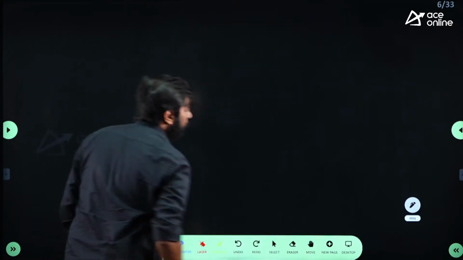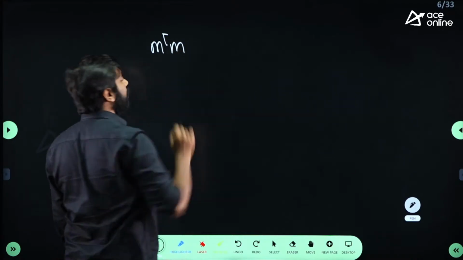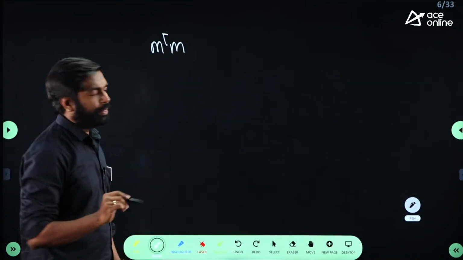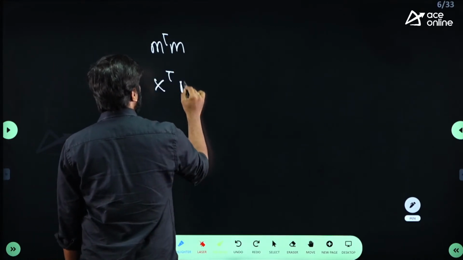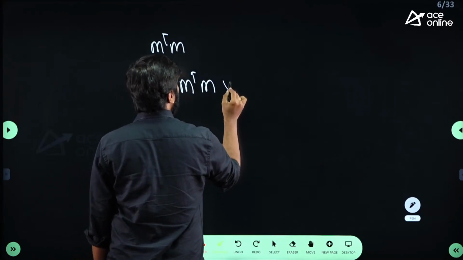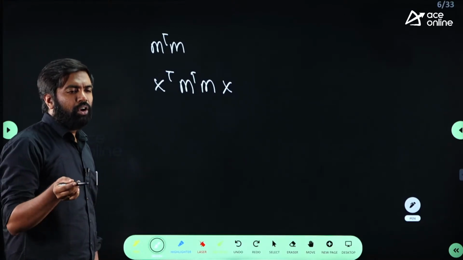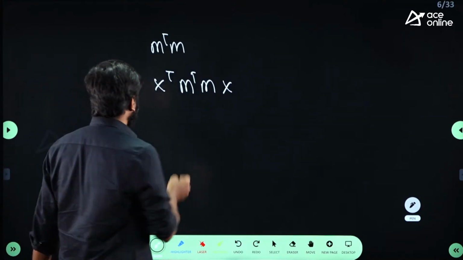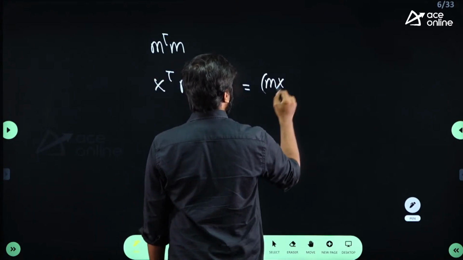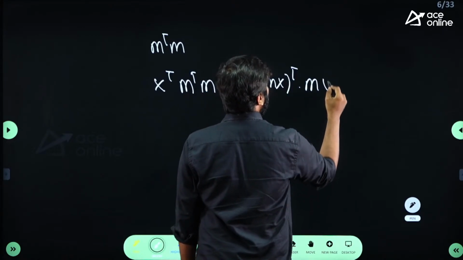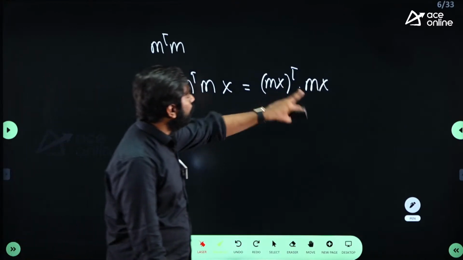So for the present problem, I have a matrix which is M transpose M. I'll check whether this is positive semi-definite or not. So how do you check that? Let's write like this, X transpose, and the matrix is M transpose M, into X. If this is greater than or equal to 0, then it's a positive semi-definite matrix, and all of its eigenvalues are non-negative. So how do you prove this? This can be rewritten as (Mx) whole transpose into Mx, since X transpose M transpose can be written as (Mx) whole transpose.